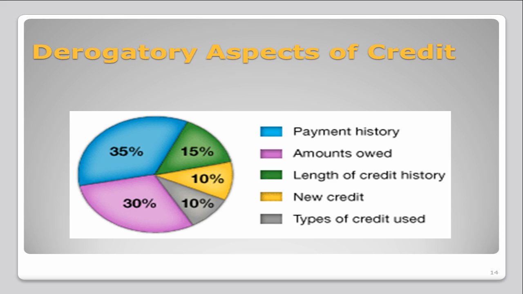The next pie chart is the new credit. It covers 10% of the credit score, and the reason for that is because people who have new credit oftentimes are getting into some kind of trouble. They're trying to get new credit because they don't have enough cash to pay for things. This isn't always true. That's why it's only 10% of the credit score, but it's an important aspect of the credit score. And finally, the types of credit used is 10%.